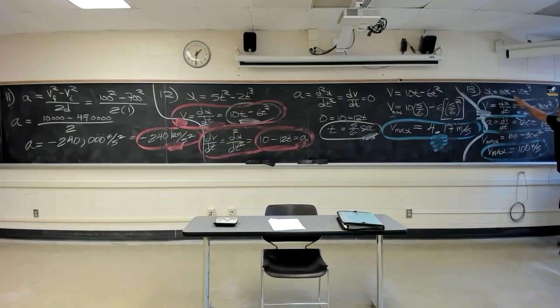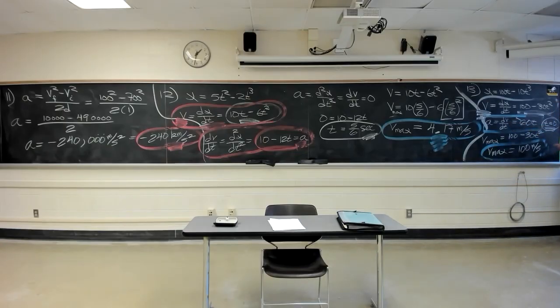Put another way, the first derivative of x is v, that's dx/dt. The first derivative of v is dv/dt, which is a. So the first derivative of x, dx/dt, is v, and the first derivative of v is dv/dt, which is a.